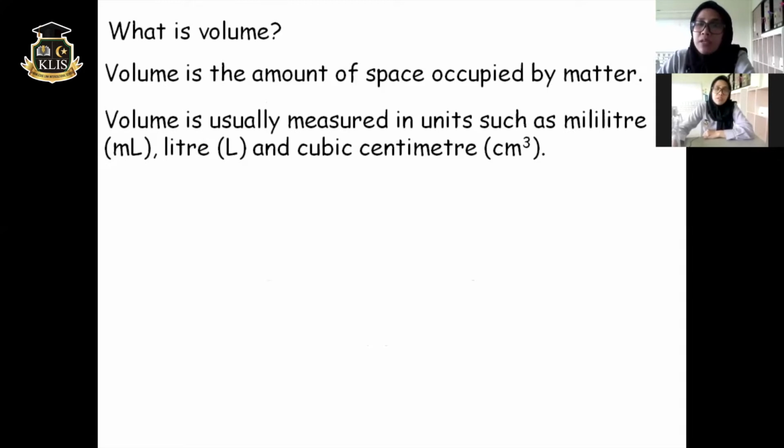Volume is usually measured in units such as milliliter, liter, cubic centimeter. So the unit for volume, usually we use milliliter, liter, cubic centimeter. 1 liter is equal to 1,000 milliliter equals to 1,000 cubic centimeter.